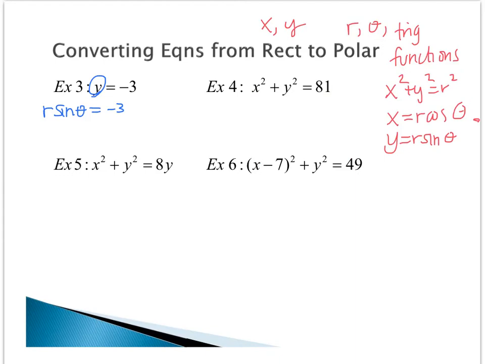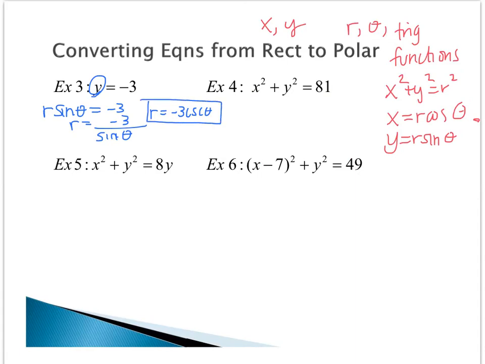Now, we like to have our formula solved for a variable. So we're going to solve for r by dividing by sine, giving us r equals negative 3 divided by sine theta. And then finally, if we can write our problem without a fraction, that's even more simplified. So the preferred final answer here would be r equals negative 3 cosecant theta, rewriting that using its reciprocal function.